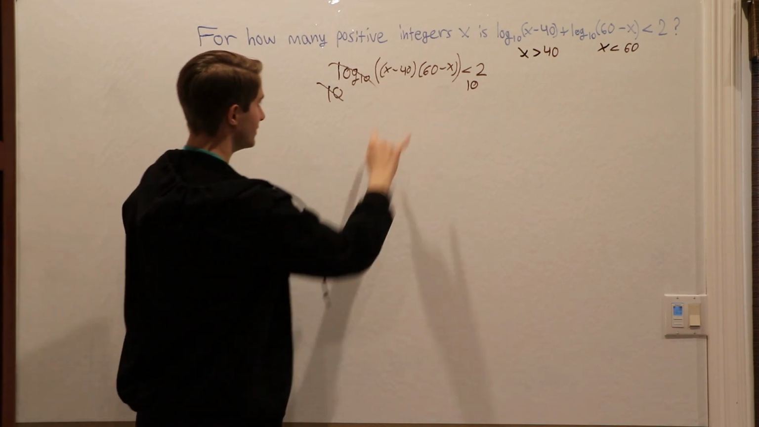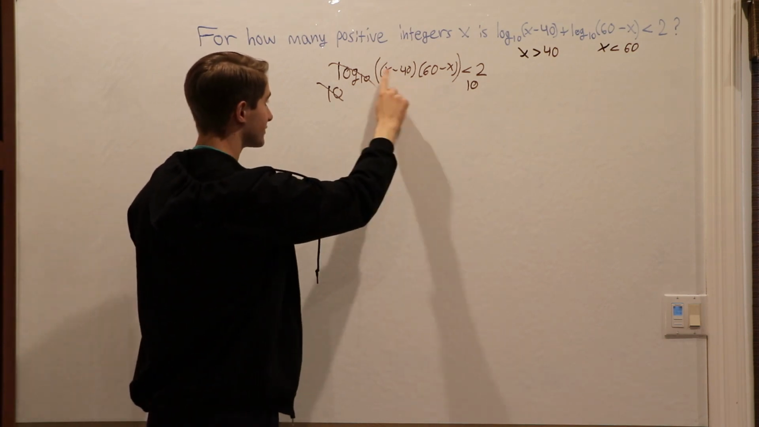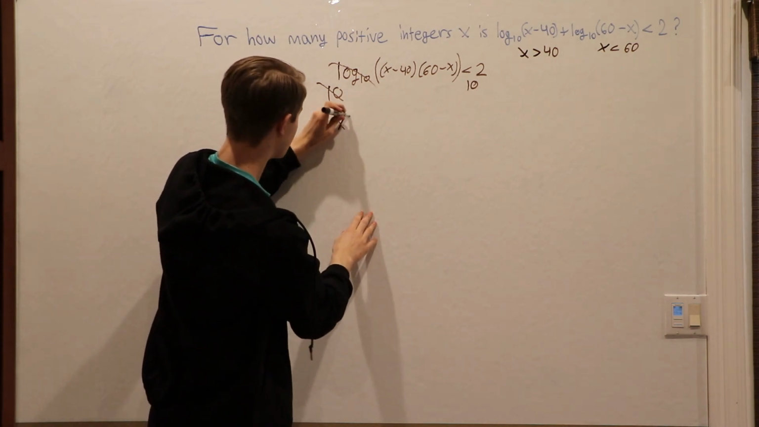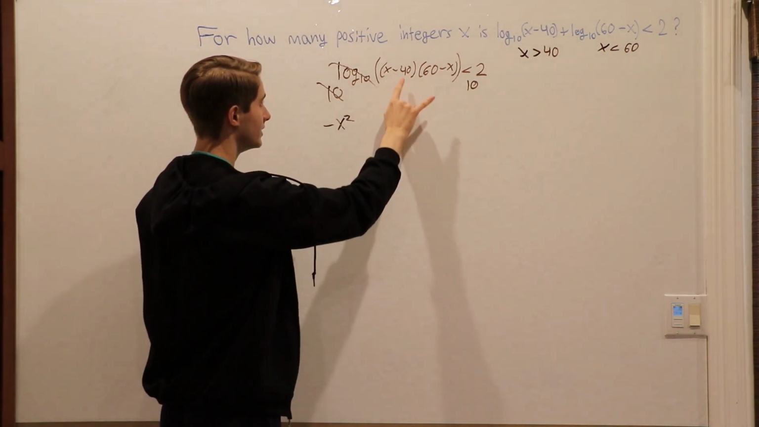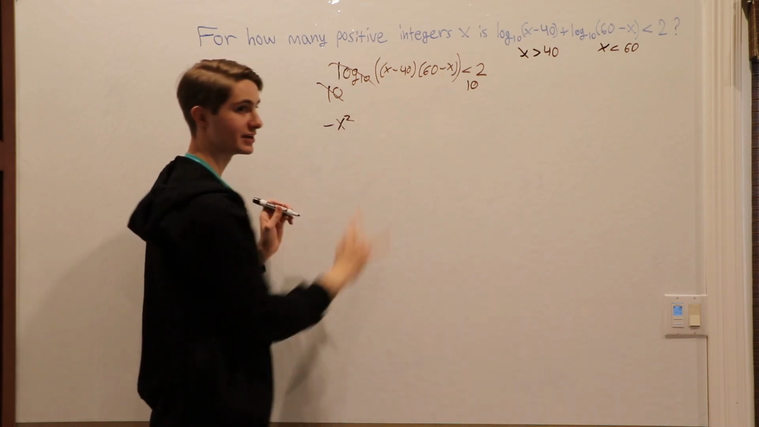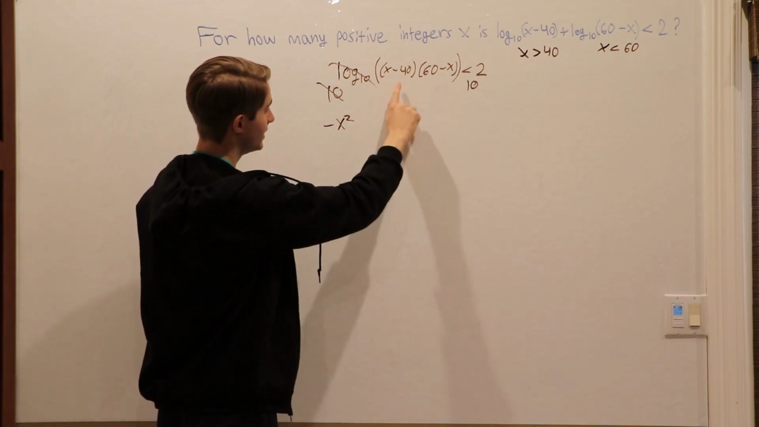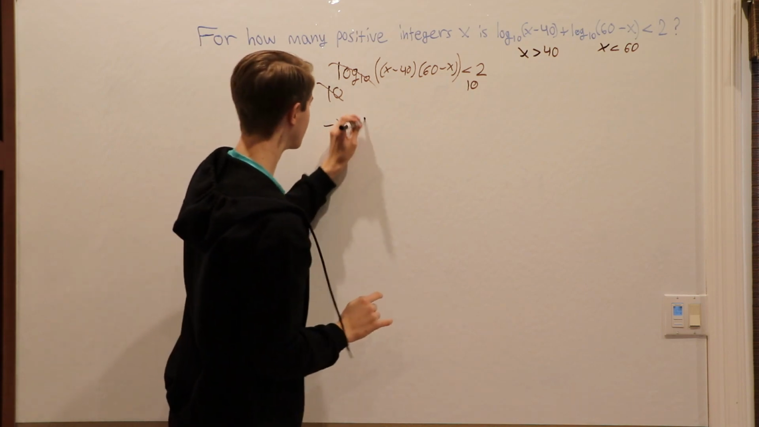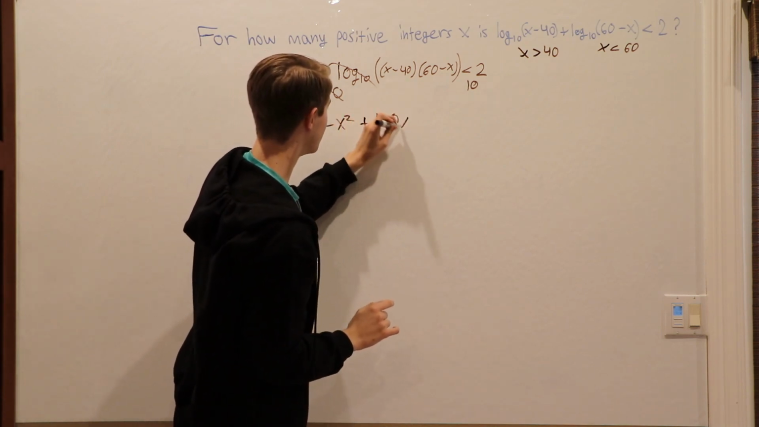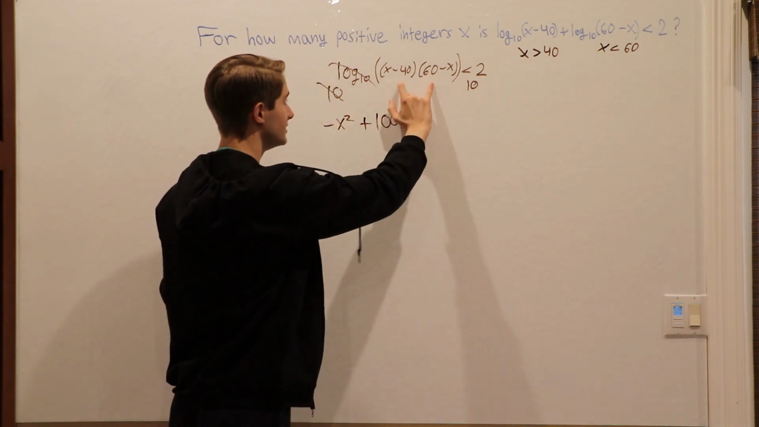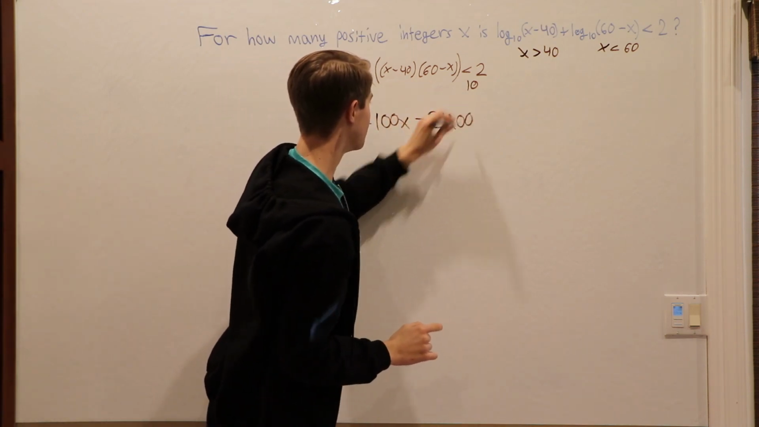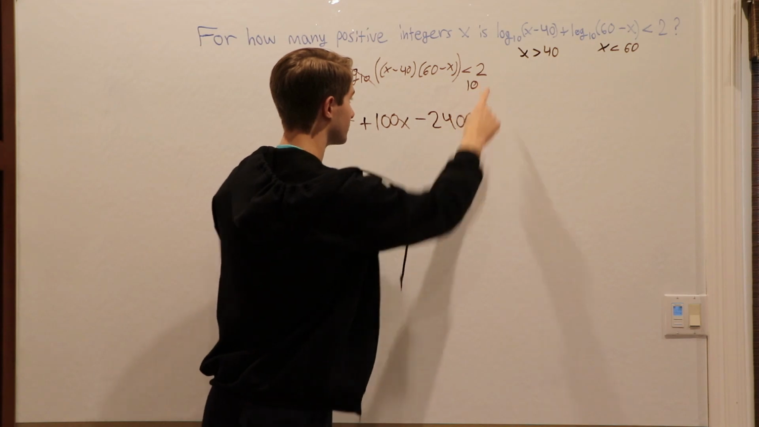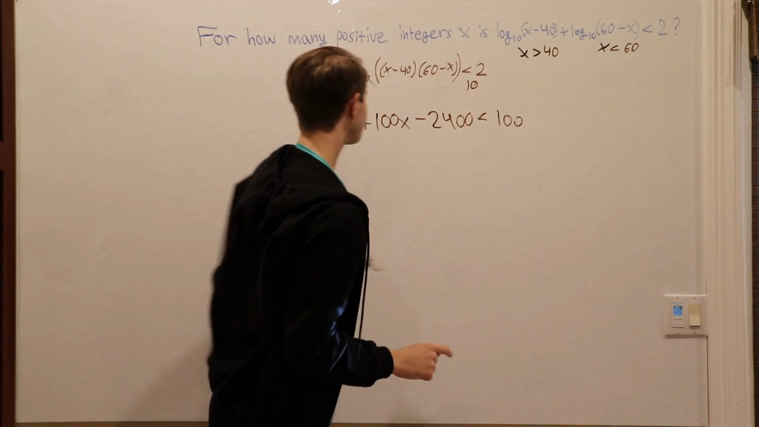Now if we expand this out, what we get is x times minus x will be minus x squared. And then we have 60 times x and then negative 40 times negative x. So we have 60x and then plus 40x, which will be plus 100x. And then finally we have 60 times negative 40, which will be minus 2400. And then this is less than 10 squared, which is 100.